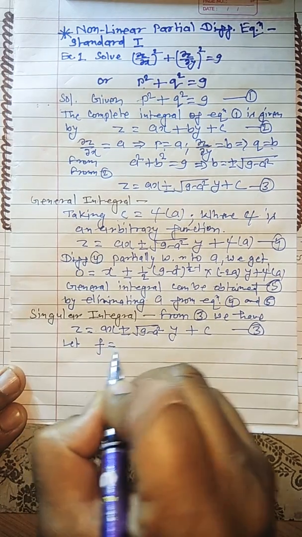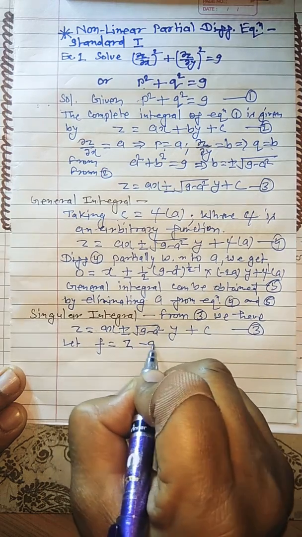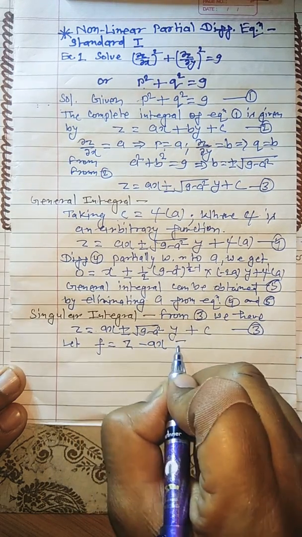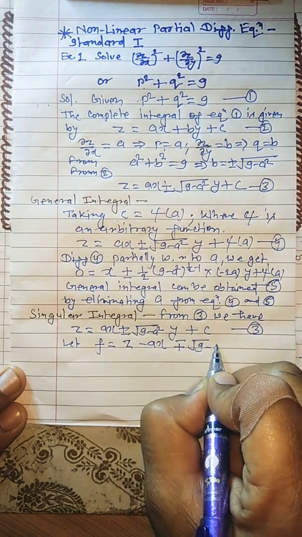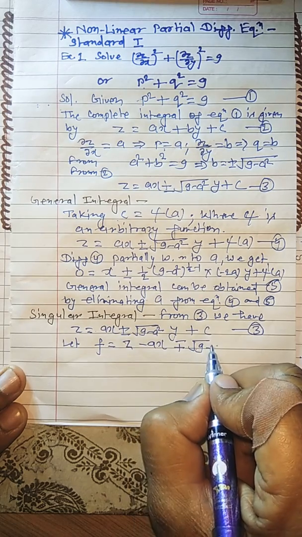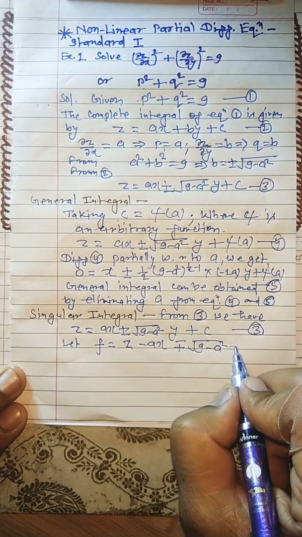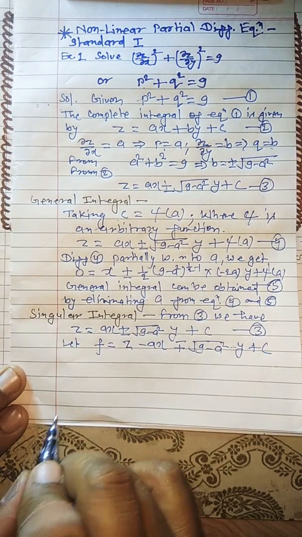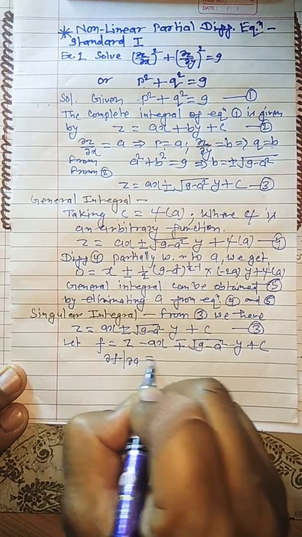Here f equal to z minus ax minus plus under root 9 minus a square y plus c. Next we find the derivative of f with respect to a equal to 0.